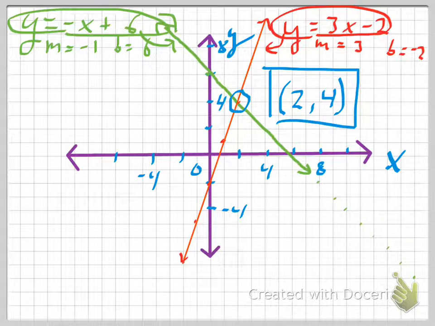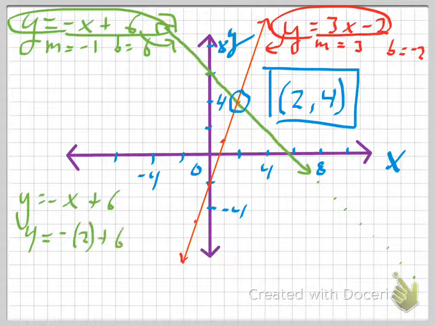Now, let's check it. In green, we'll put it down here in quadrants 3 and 4. We have y equals negative x plus 6. So let's put the y is 4. The x was 2, so it's negative 2 plus 6. And sure enough, 6 plus negative 2 equals 4. 4 equals 4, so that one checked.